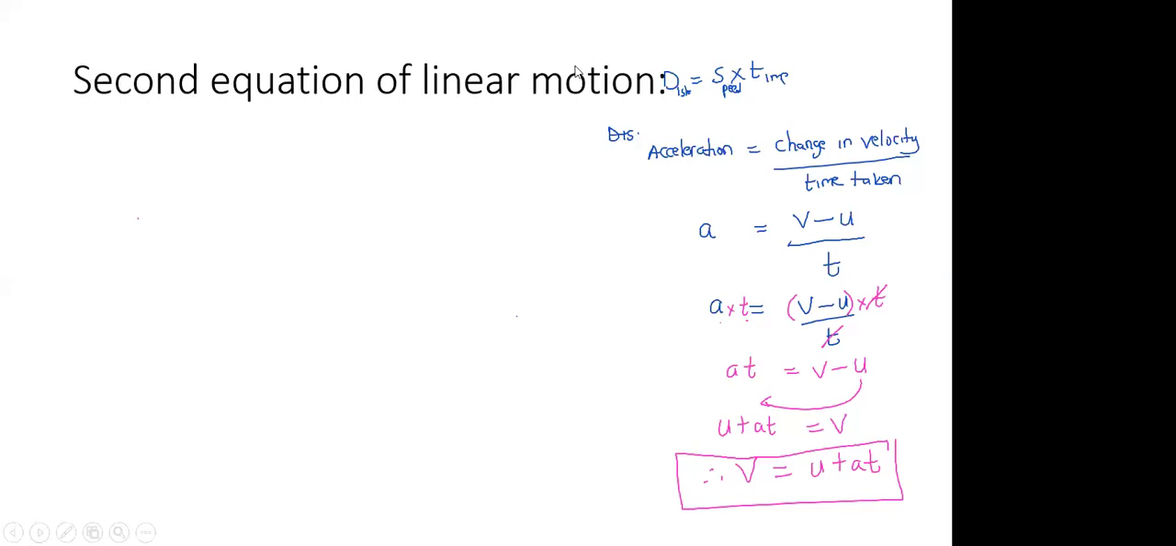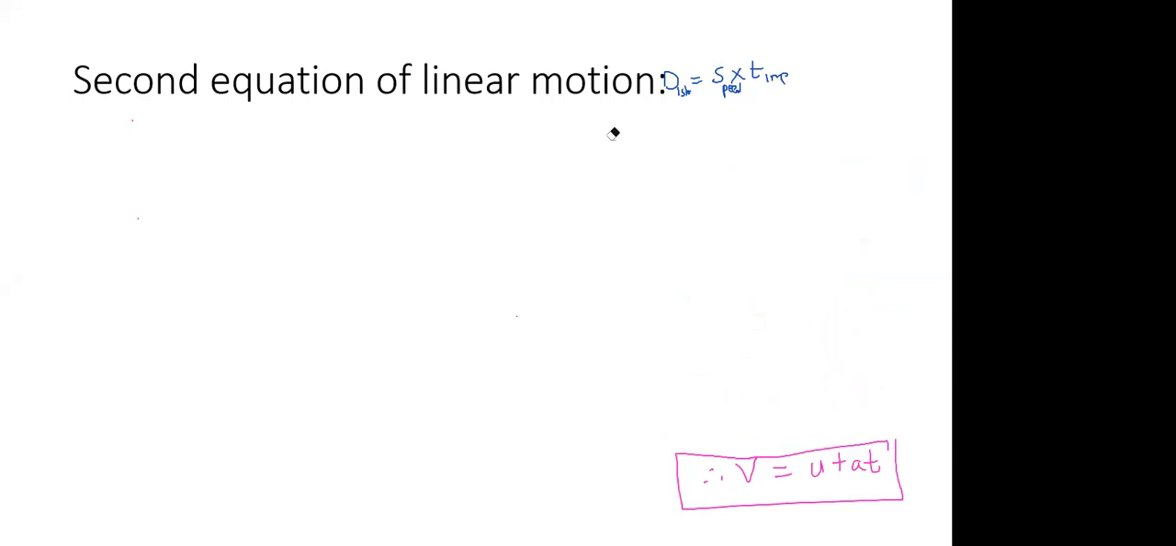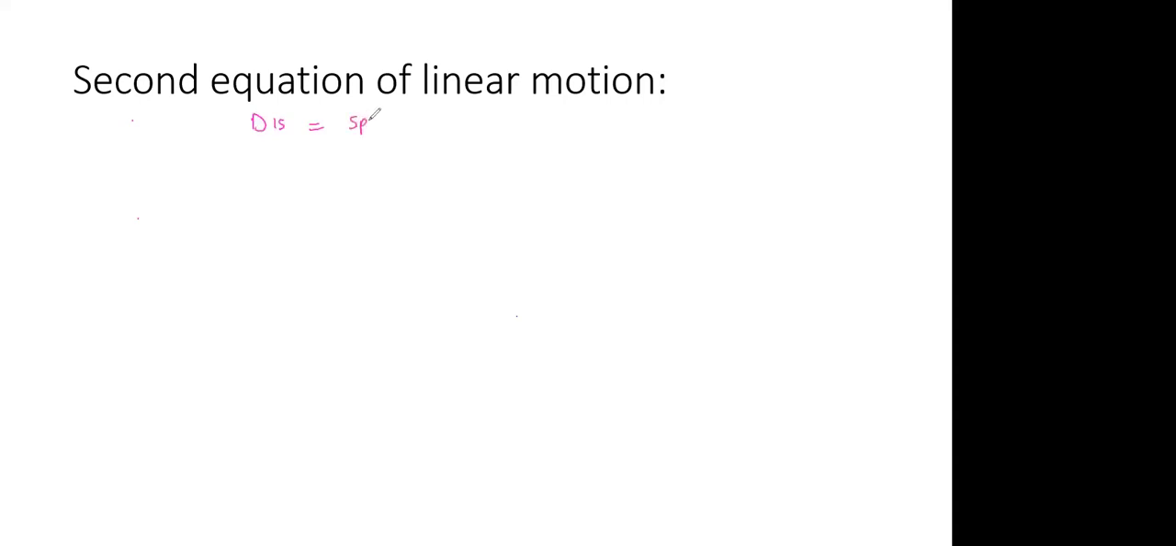Okay, now we are going to look at the second equation of linear motion. Now, when it comes to the second equation of linear motion, this equation is basically talking about displacement. And you know very well that displacement is that distance you travel in a given direction. But I want to remind you, we know that distance is given by speed times time.